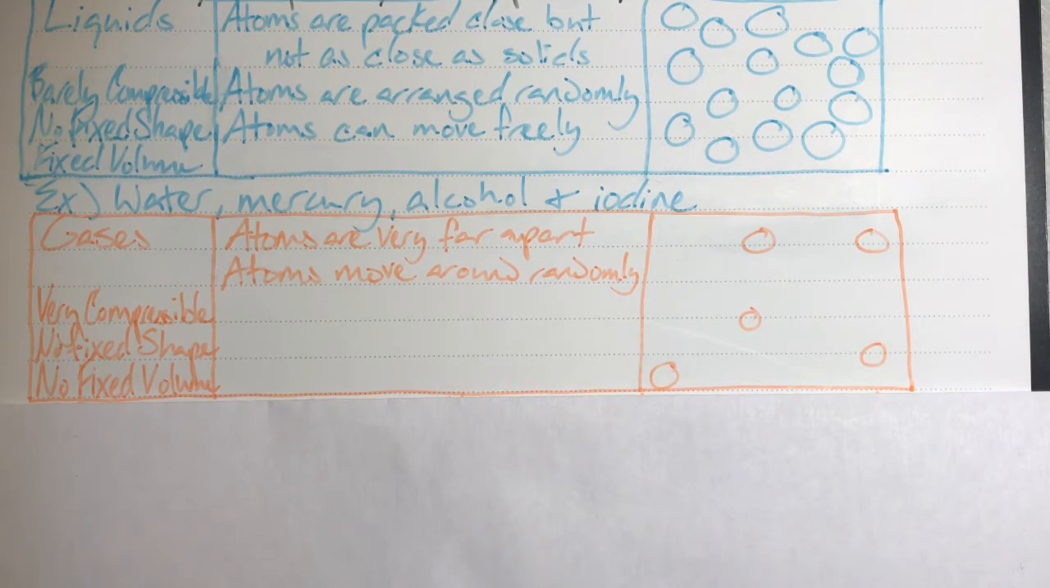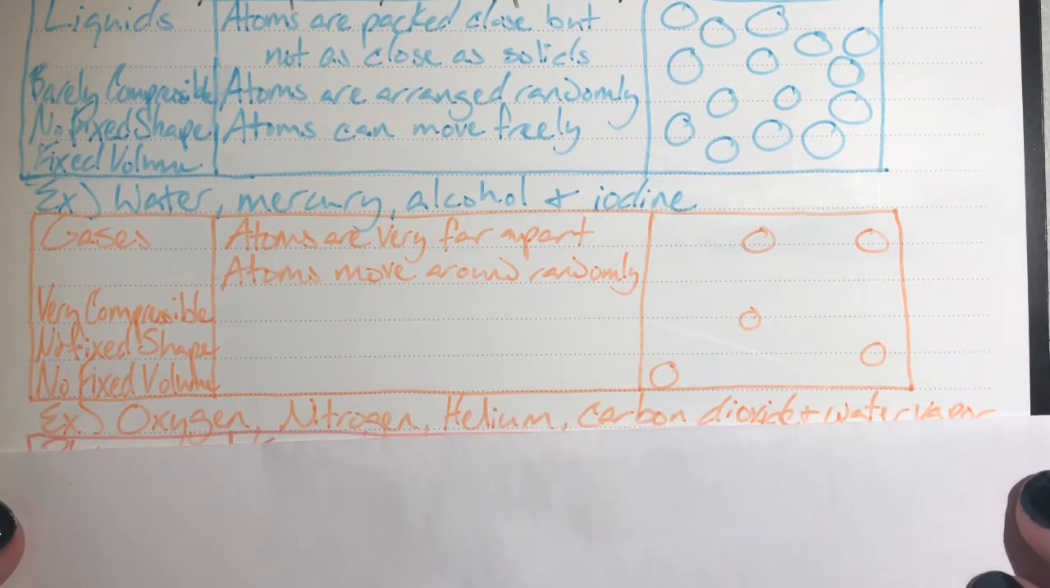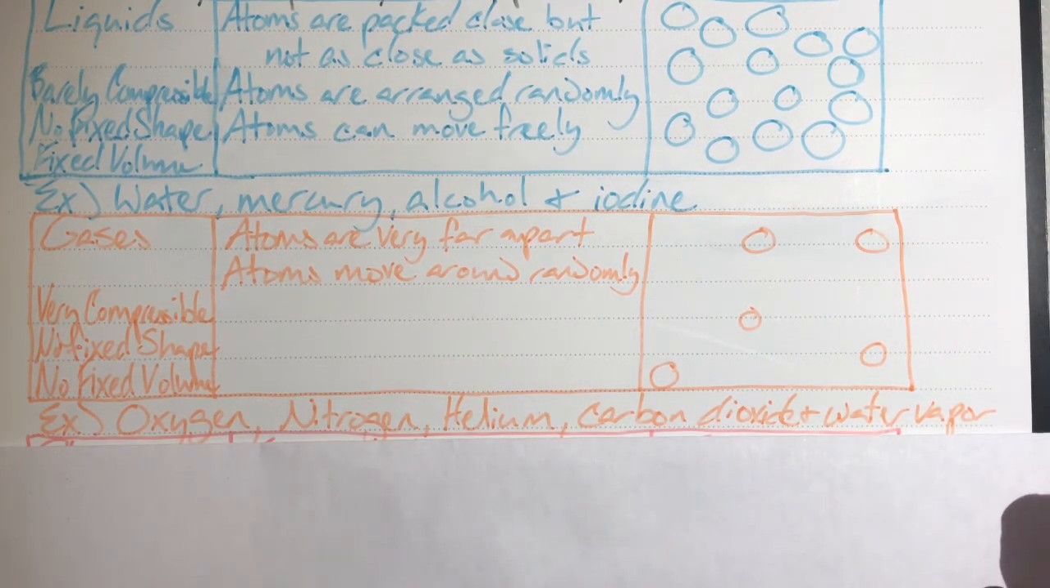My atoms are very, very far apart with gases, and they move around randomly and freely. And of course we have my model of gases here, where we have them just kind of randomly scattered about. Some examples of gases are going to be oxygen, nitrogen, helium, carbon dioxide, and water vapor.